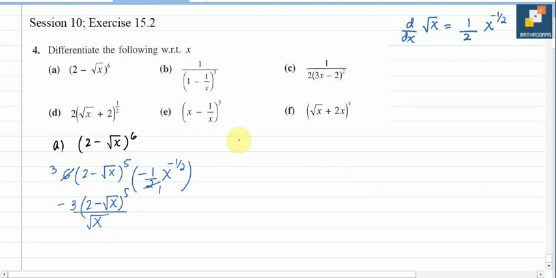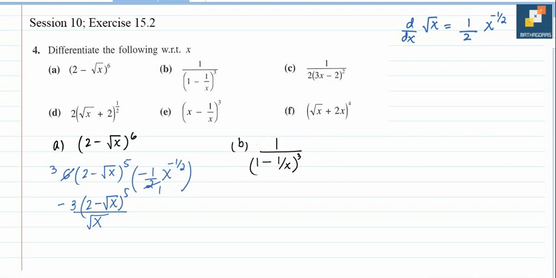Alright, so moving on to the next one, it's part B. It says 1 divided by 1 minus 1 upon x to the power cube. Now first, before differentiation, I need to arrange my equation. That will be equal to 1 minus 1 upon x to the power minus 3. When you shift the positive 3 to the numerator, the power changes its sign. Now we can differentiate it.